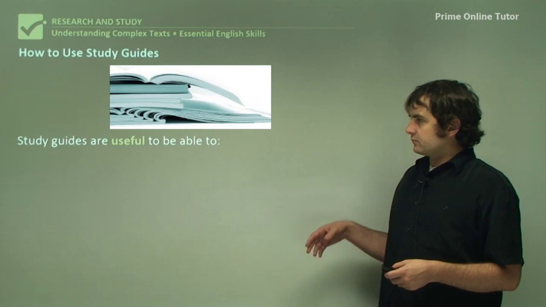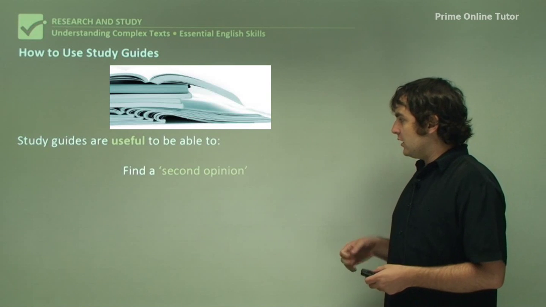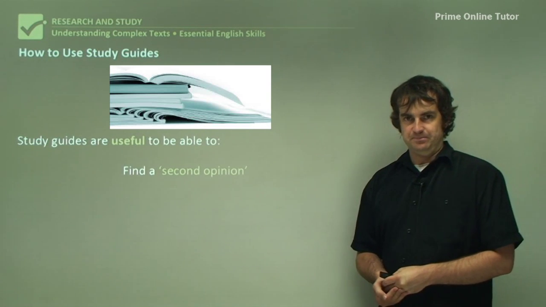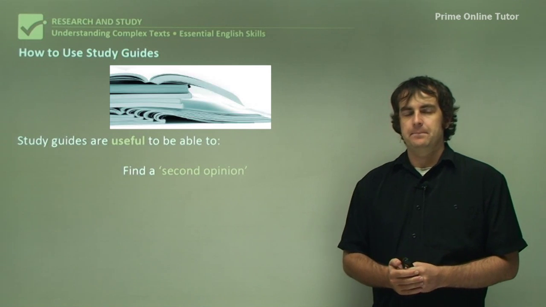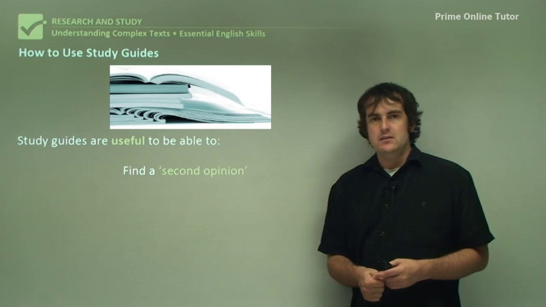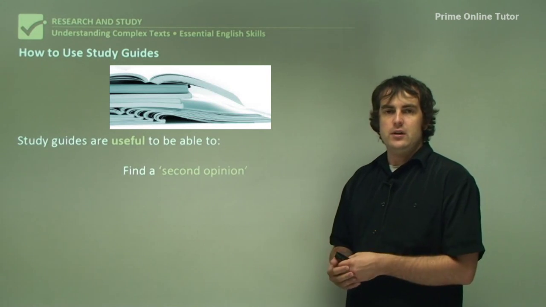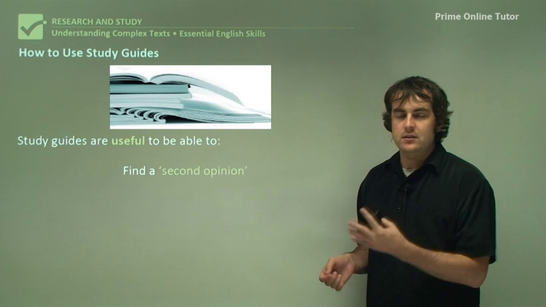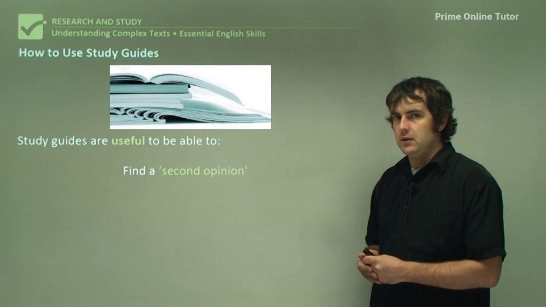Now, study guides, as I said, are useful for a number of purposes. First of all, to get a second opinion. And you should always be looking for a second opinion where you can. So when you interpret a text and say, I think it means that, the first thing you should be looking for is, well, what does everyone else say? Do they agree with me? Do they disagree with me? If they disagree with me, why do they disagree with me?